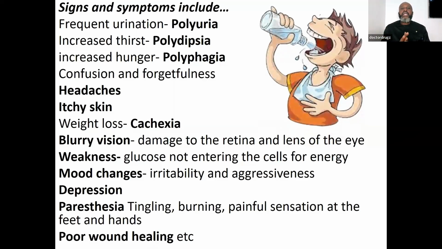So like I said, these are the signs and symptoms: frequent urination, increased thirst, increased hunger, confusion and forgetfulness, headaches, itchy skin, weight loss, that was cachexia, blurry vision. This is very, very common. We'll talk about that shortly. Weakness. Remember that glucose is not even entering the cells in the first place. Depression. We'll talk about why that happens. Of course, paresthesia, that's tingling, burning, painful sensation at the hands and feet, and poor wound healing.